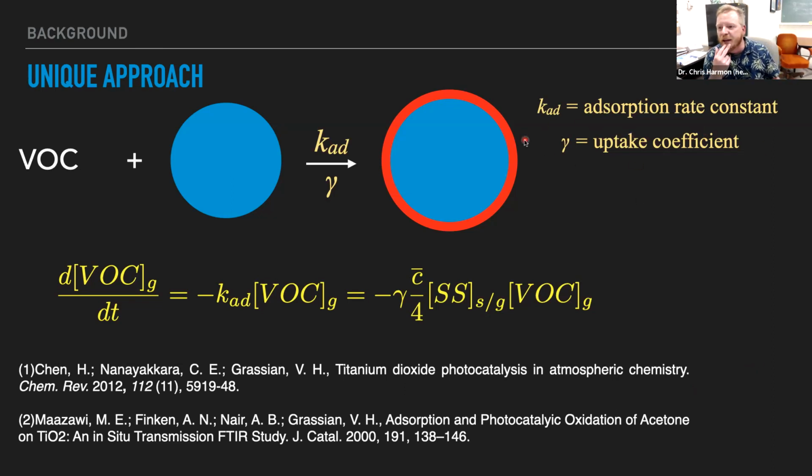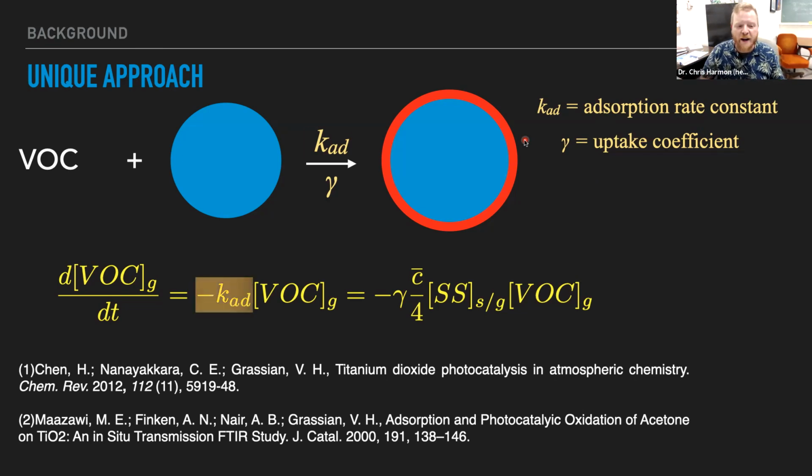And so the uptake coefficient is defined as the number of effective collisions that lead to sticking. So for example, if I have 100 molecules and all 100 of them collide and stick, then it would be an uptake coefficient of 1. Whereas if, let's say, only 1 out of 100 of those collisions result in a molecule sticking, it would be an uptake coefficient of 0.01 or 1%.